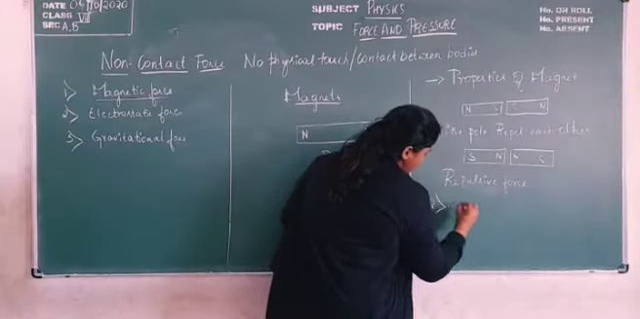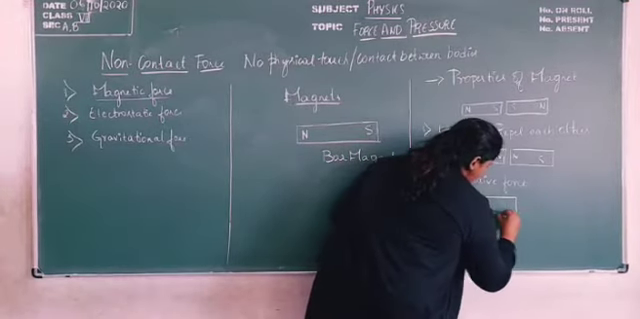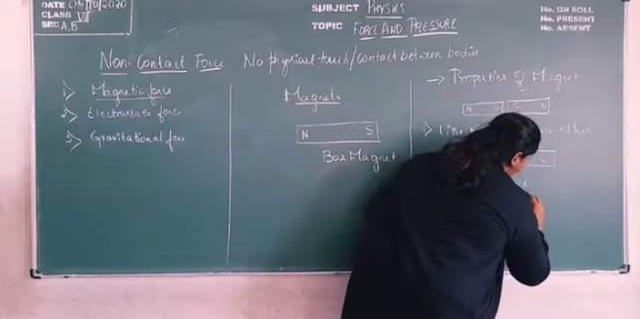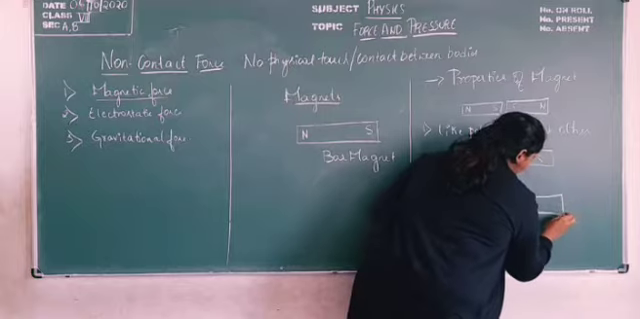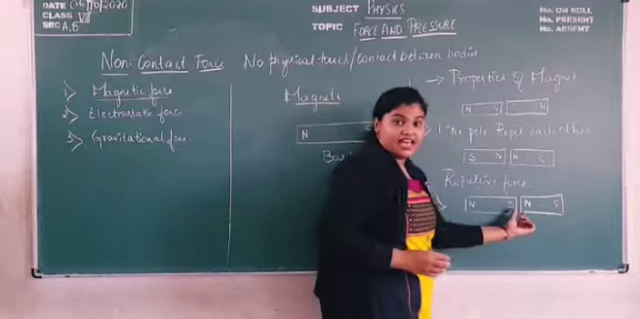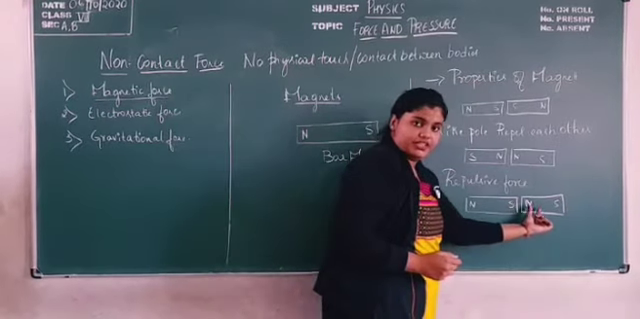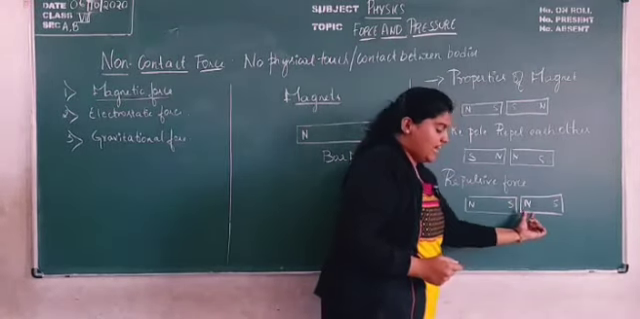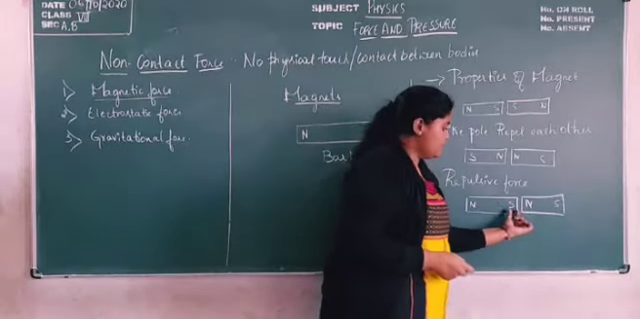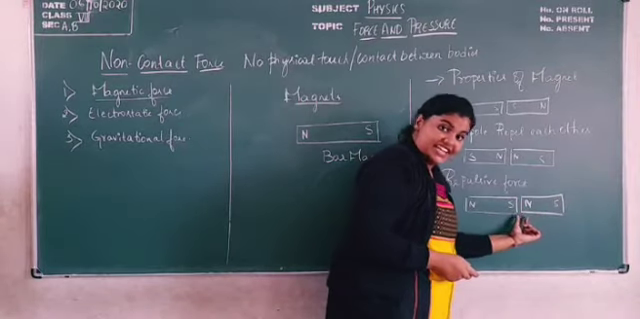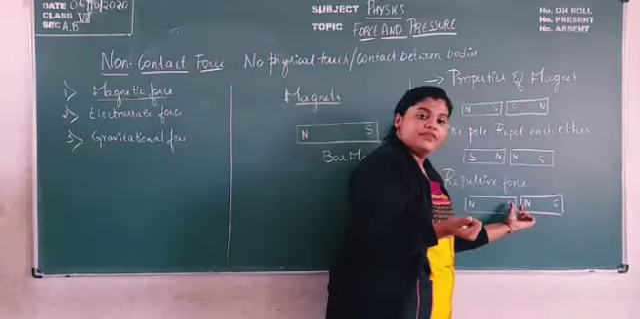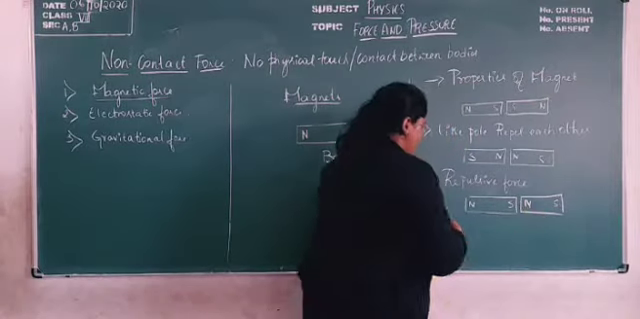Similarly, we saw that when we keep unlike poles, let us consider this as north and this as south, and this as north and this as south. So they are unlike poles. Here it is the south pole, here it is the north pole. So they are unlike each other. So what is the property here? Yes, unlike poles attract each other. We just saw in the experiment that unlike poles attract each other.